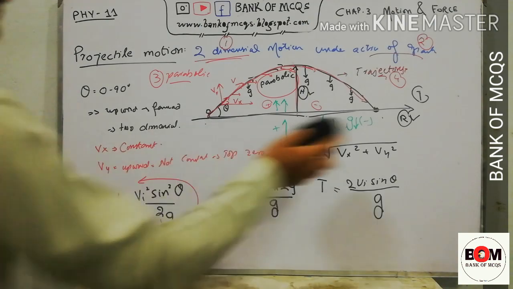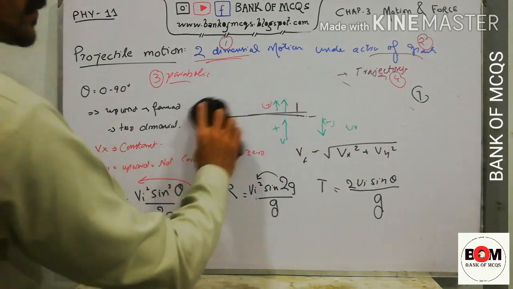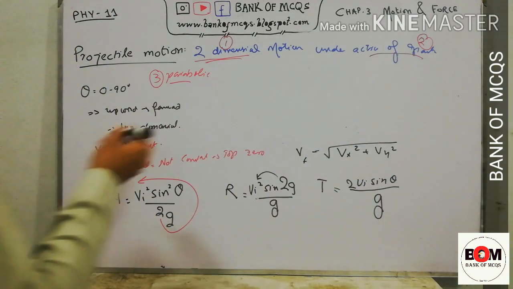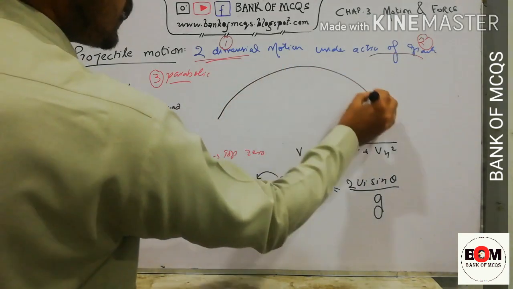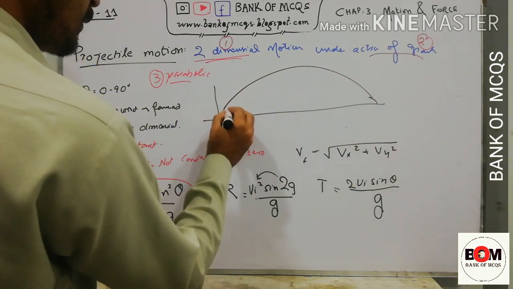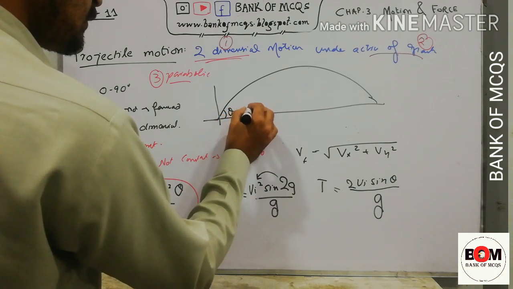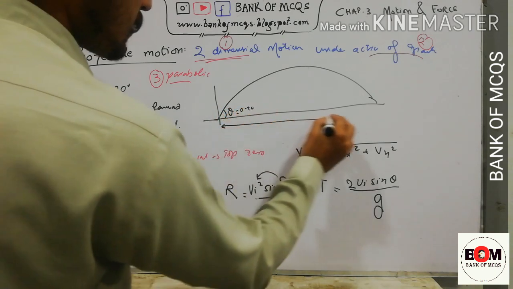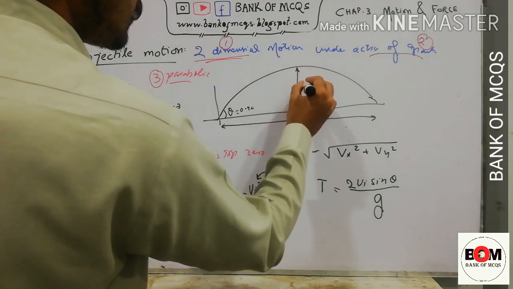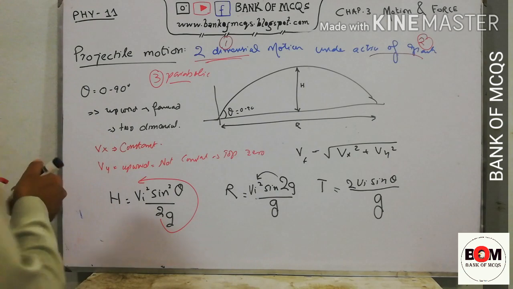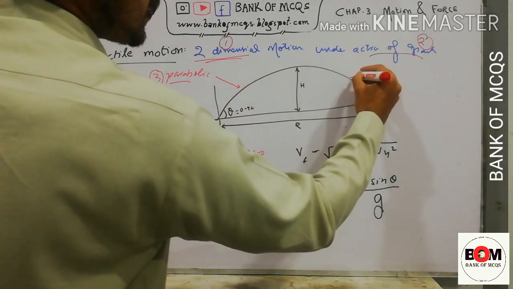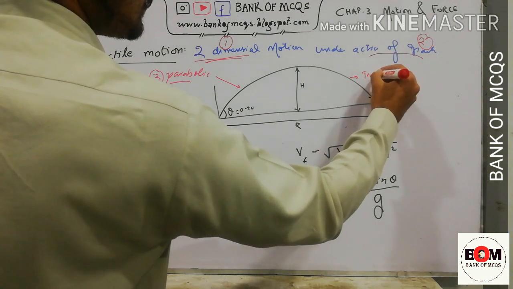Let me draw it again. For a projectile, when a body is thrown at some angle, it will move in a two dimensional path. The theta is from 0 to 90. This distance is called range, and this distance is called height. The path is parabolic, and the path is also called the trajectory.